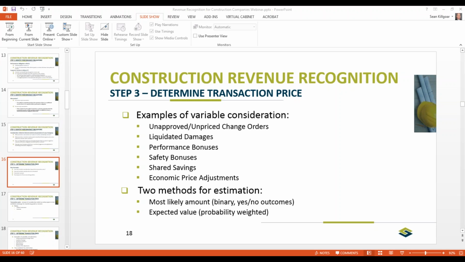So there's 2 methods for estimating this variable consideration. One is the most likely amount, and that's pretty much a yes, no. Yeah, we're going to get approved for this change order. We're going to hit some bonuses. Or the second one is expected value, where based on a scenario, you might have multiple outcomes. And that's probability weighted.